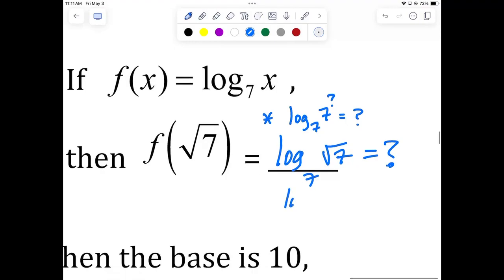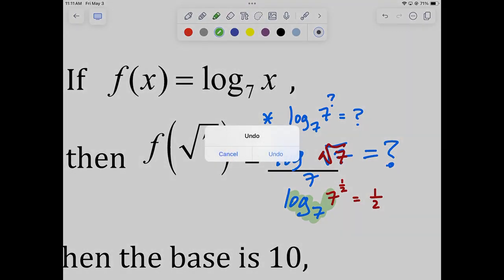So let's see if I can rewrite this. That's log base 7 of... How can I write the square root of 7 as a power of 7? That would be 7 to the what power? So guess what log base 7 of 7 to the 1/2 is? It's just 1/2. Yeah. If you can write it as log base b of b to the whatever, that whatever is your answer. Because 7 to the 1/2 power is the square root of 7.